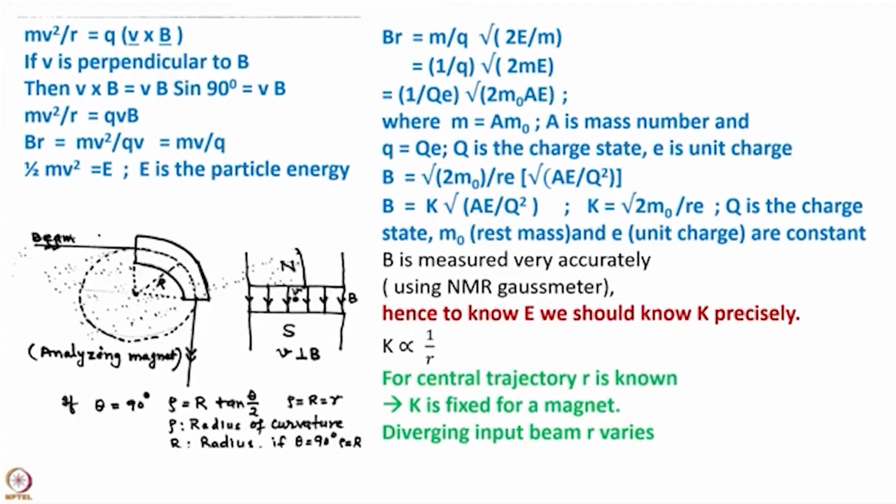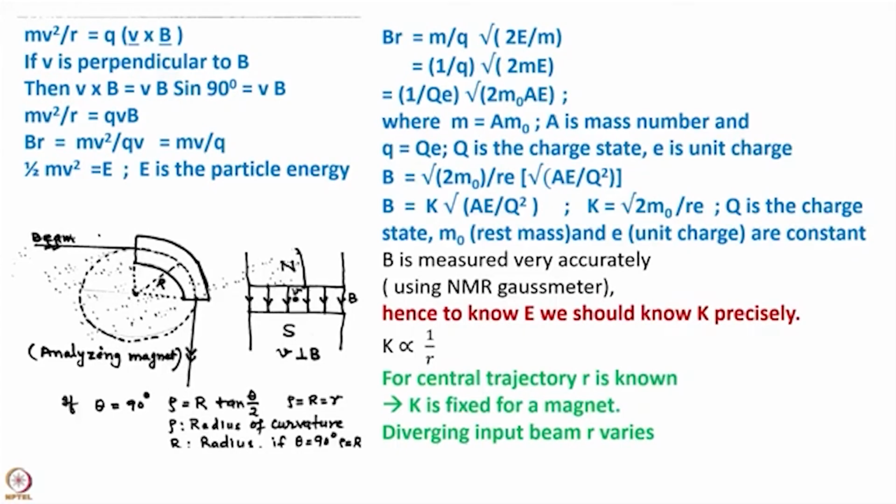Now M is the total mass. Suppose it is a proton, and this M naught is the rest mass. This M is the mass at that velocity. So if the velocity is high, as I mentioned in the first lecture, M can change drastically. In fact, it can become a very high mass.